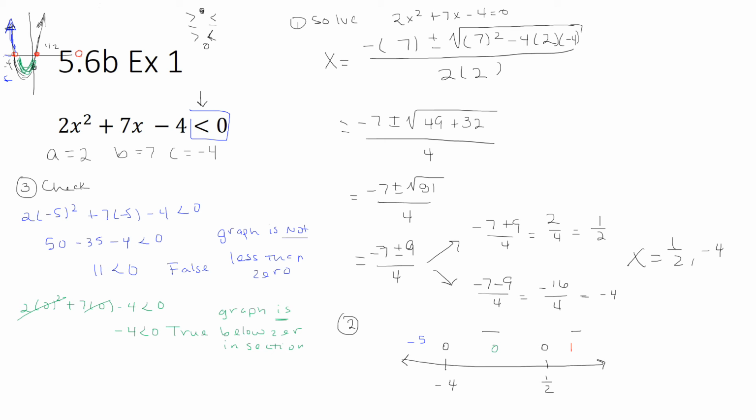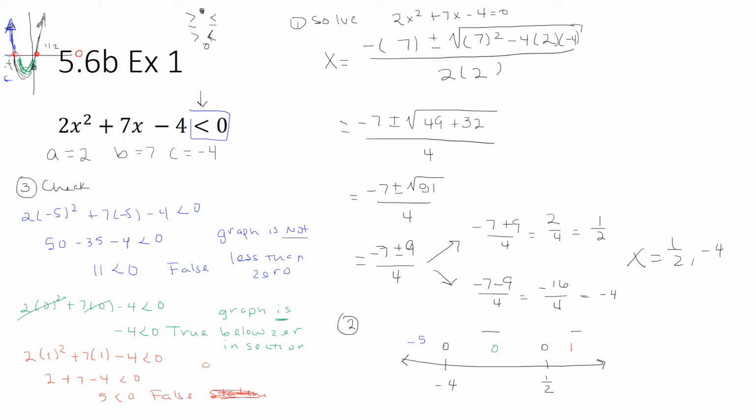So the last section, by now, hopefully, you know is going to give you a false statement, because if you look at the graph, you are going to know that it is above the axis there, but I'm going to show you algebraically how that works. So 1 squared is 1 times 2 is 2 plus 7 minus 4 less than 0. 9 minus 4 is 5. Okay, that's another false statement.